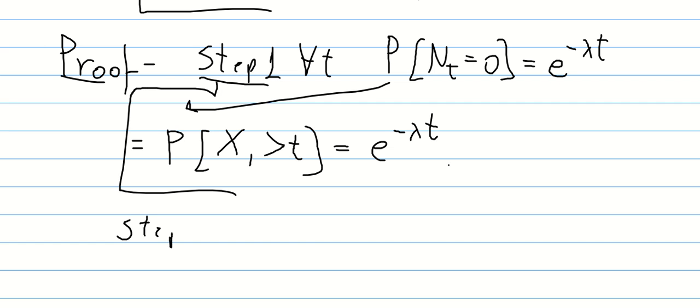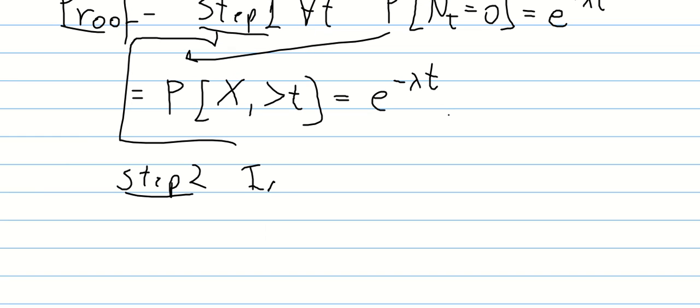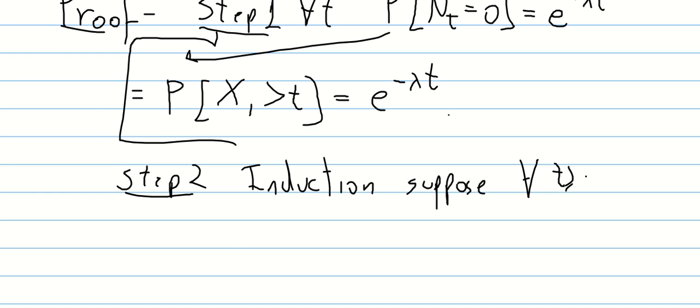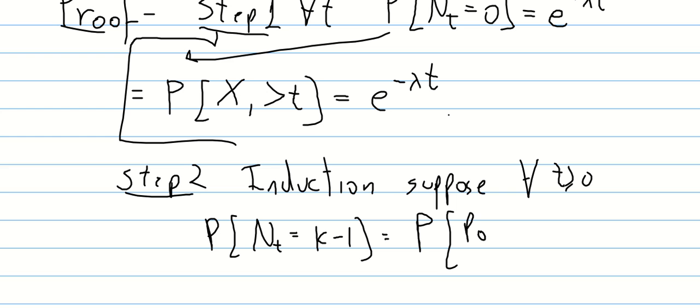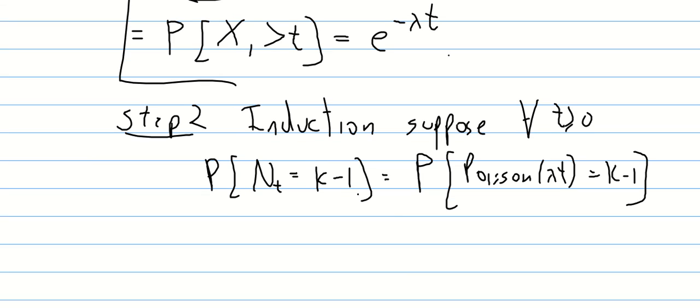Step 2 is to take care of the remaining values of the distribution of N_t, and you do this by induction. So suppose that for every t, the probability that N_t is equal to k minus 1 is the probability that a Poisson of lambda t is equal to k minus 1. So we have assumed that we have proved this equality for k minus 1 and for every t.